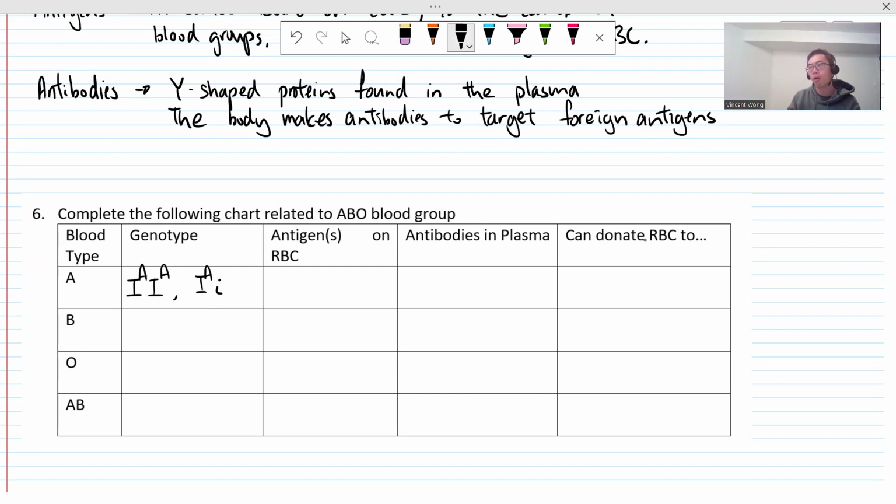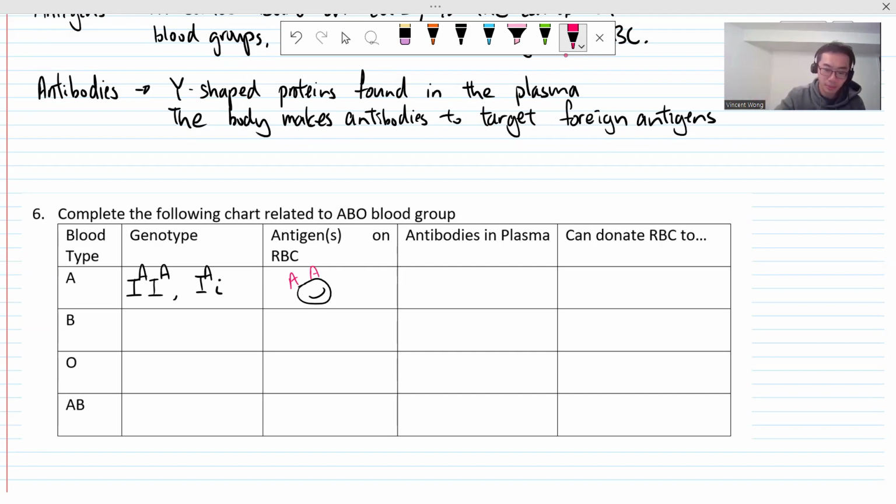It's not about more or less. It's not like you make more A or less A. If you have A, then you have A. So the antigen on red cells is just going to be A. Try to use color. It will make it easier for you to follow.